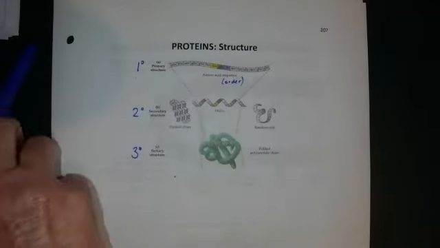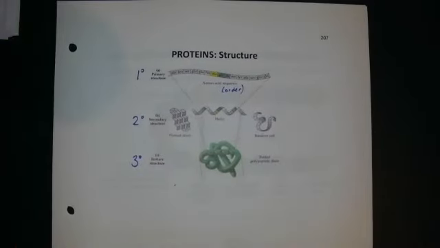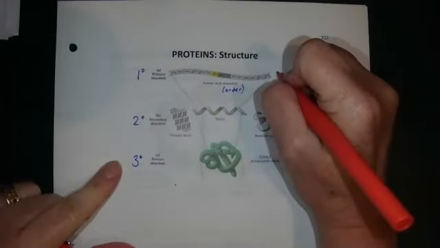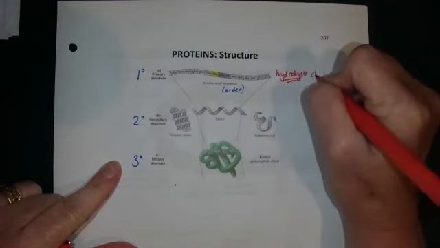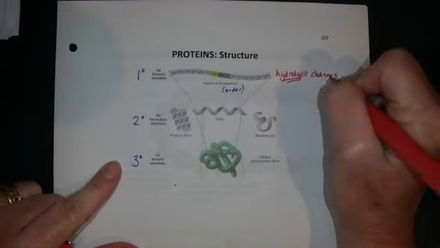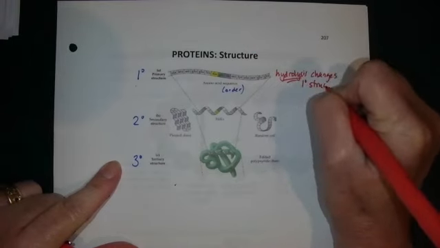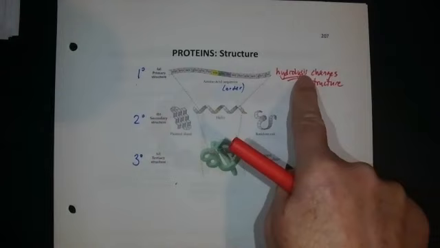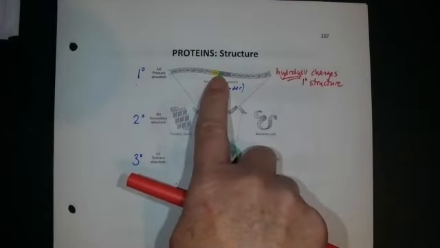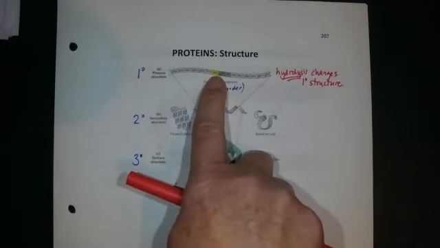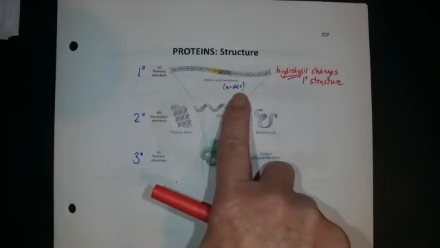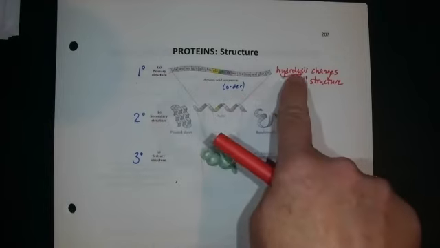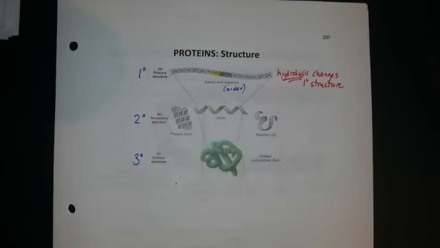I'm going to write something here because I want to make sure that you have it. Hydrolysis will change this. Right? Remember, hydrolysis is like scissors. So if you break a peptide bond, each of these connectors is a peptide bond. If you do hydrolysis and break a peptide bond, now you don't have the same order anymore. You have a different order. So hydrolysis will change that primary structure. But what's secondary and tertiary structure?